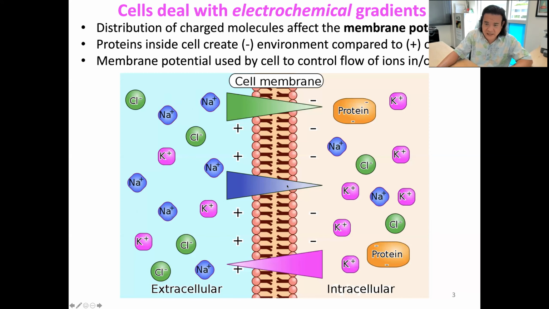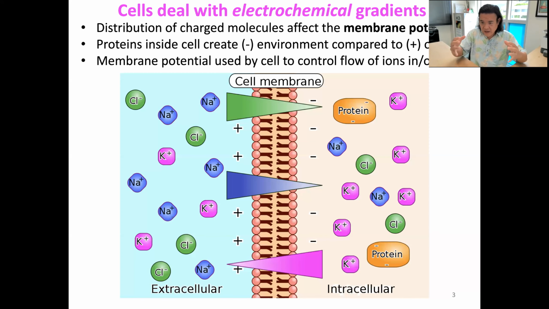Higher concentration of sodium on the outside, lower concentration of sodium on the inside, higher concentration of chloride ions on the outside versus lower on the inside, and higher concentration of potassium ions on the inside of the cell compared to the outside. So clearly, the movement of these ions is not left up to simple diffusion. Clearly, the cell is somehow involved in, on purpose, separating out where the potassium ions go, where the sodium ions go, and that creates an electrochemical gradient.